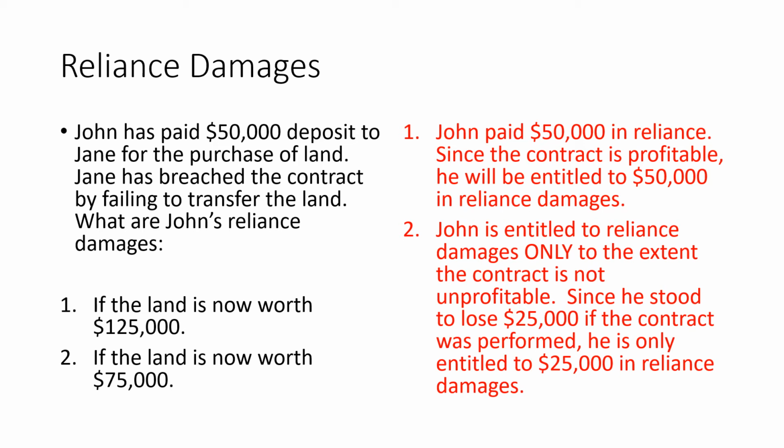In the second circumstance, however, his ability to recover reliance damages is going to be limited. If the land is now worth $75,000, John expected to lose $25,000 in any event. So had Jane performed, John expected to lose 25 grand. Accordingly, John is only going to be entitled to reliance damages to the extent that the contract is not unprofitable. What does that mean? Since he stood to lose $25,000 if Jane had fulfilled her obligations, he's only going to be able to claim his reliance damages less the loss that he was going to suffer in any event. In this case, $50,000 less the $25,000 that he expected to lose in any event.